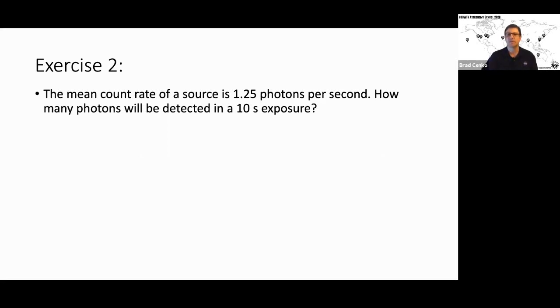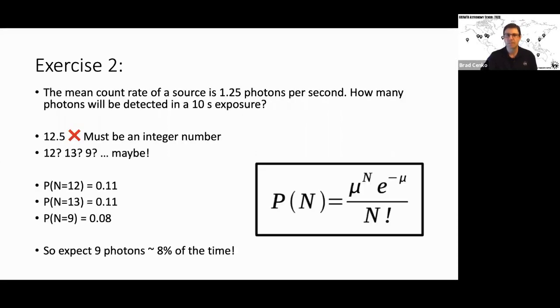But now I'm going to walk through the answer to this a little bit so you get some familiarity with working in the low number statistic regime. So we said the mean count rate was 1.25 counts per second. You have a 10-second exposure. How many photons should we see? You might say, well, 12.5, you just multiply those two together, but you have to remember that CCD detectors only see integer numbers. So we're never going to see 12.5 photons.